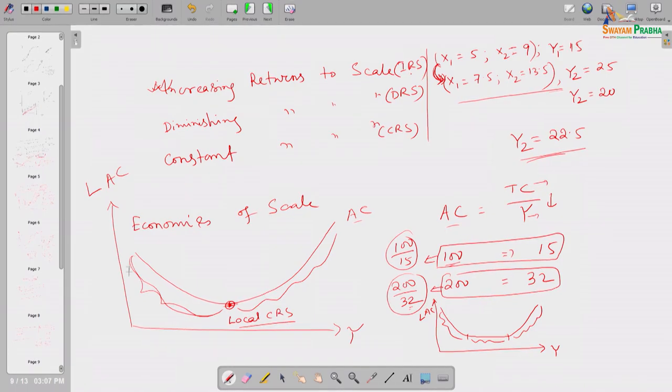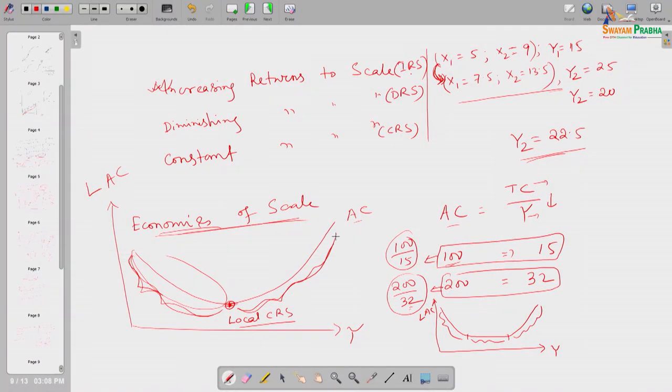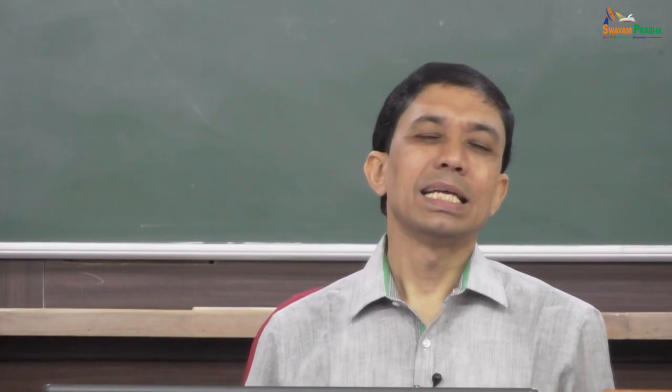So, as you understand, when increasing returns to scale is applicable, that region we call economies of scale. Economies of scale means as you are expanding your input vector or increasing your scale of operation, your production is becoming more and more economized. More and more economized means per unit of output you are incurring less and less cost. That is why it is called economies of scale. And the segment where diminishing returns to scale is applicable is sometimes called diseconomies of scale. Diseconomies of scale means as you are expanding your output, per unit of output you are incurring more and more cost.